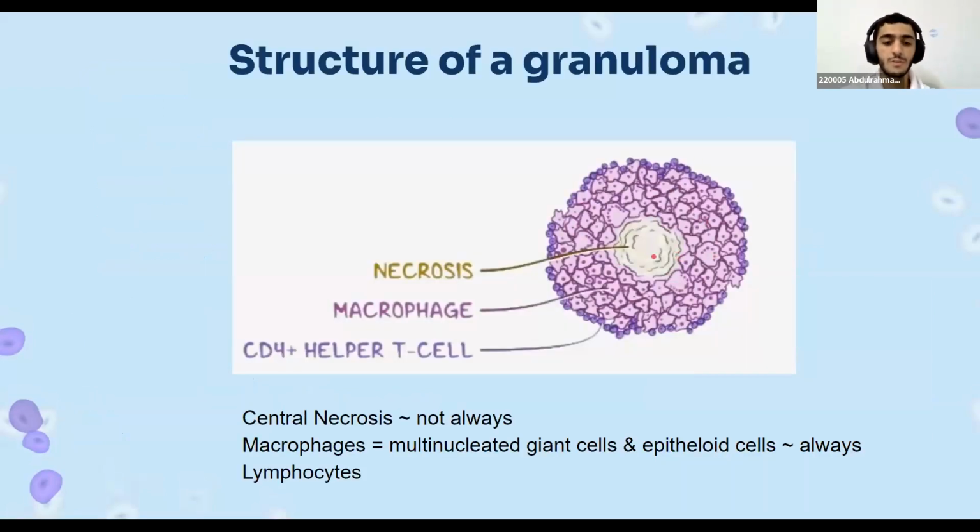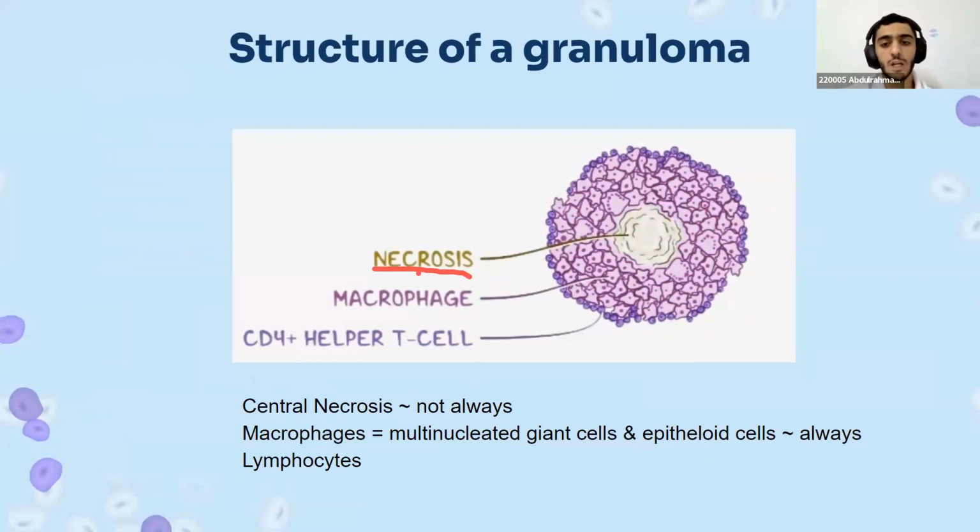So I added this other picture right here for you to describe the structure of a granuloma. You have 2 types of granuloma: caseating or non-caseating. A caseating granuloma will have necrosis in the center, while a non-caseating one will have no necrosis. However, the peripheral structure is going to be the same. So you have the necrosis in the center, surrounded by your macrophages.